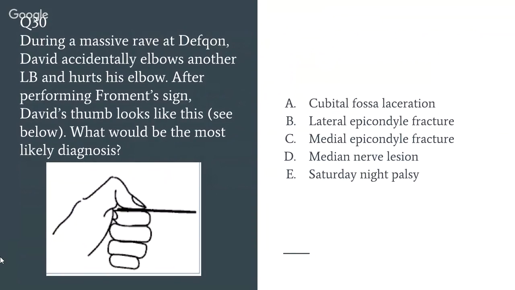During a massive rave at DEF CON, David accidentally elbows another LB and hurts his elbow. After performing Froment sign, David's thumb looks like this. What would be the most likely diagnosis? Once again, this is a pretty small and very specific kind of diagnosis. However, it does come up in your clin skills booklet. Any answers?